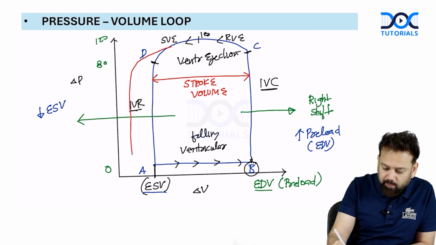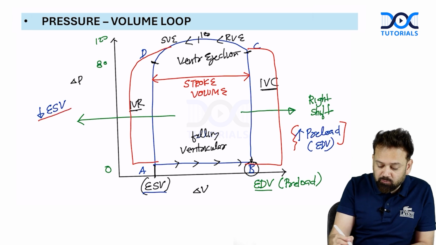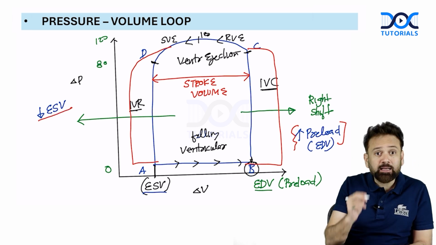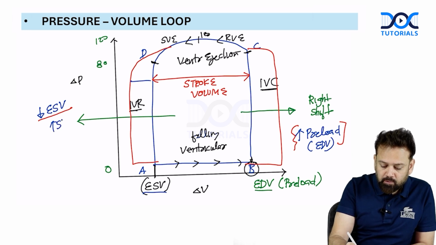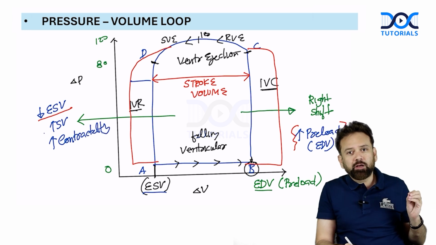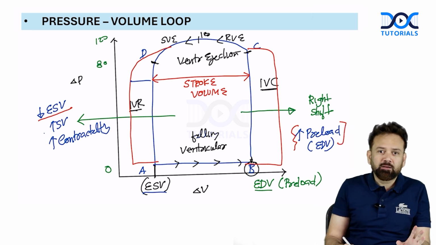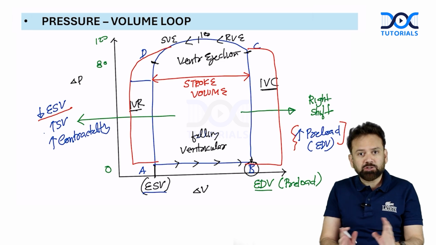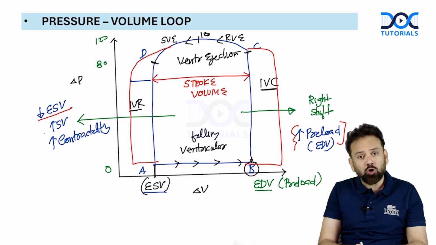Let me draw it. This is the right shift. In the right shift, end diastolic volume was more. But in the left shift, end systolic volume will be less. And you know, lesser the end systolic volume, more will be the stroke volume, more will be the contractility. That is why, before discussing the pressure volume loop curve, we clarified stroke volume, cardiac output, ejection fraction. We discussed all these terms in great detail because it was needed for the exam. So now you can understand left shift of the curve is decrease in the end systolic volume, or stroke volume will be more, or contractility will be more.